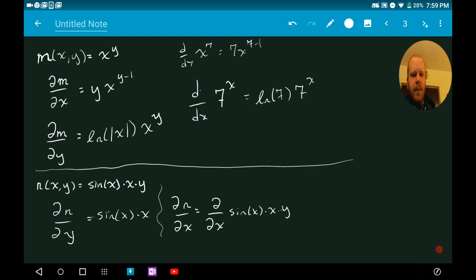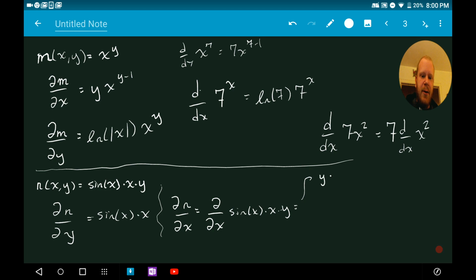And because this is a constant, we know that, like, if you want to take the derivative, right, of 7x squared, we can simplify this by taking all the constants out in front here. So we can go ahead and do that here, right? Since we're treating y like a constant, we can just bring it out in front here. So that's going to be y times the partial derivative of sine of x times x.